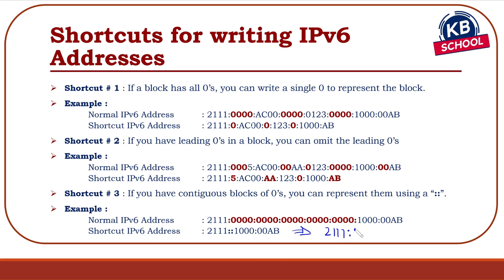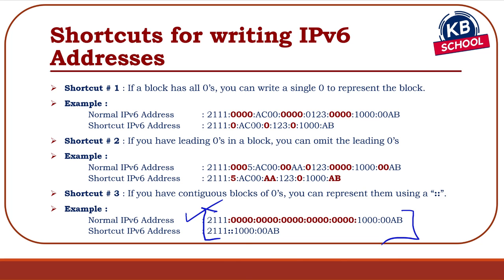2111 colon colon, a set of zeros is coming up. How many? I don't know yet. And I could write this as AB because I could eliminate the leading zeros on this block as well. So I have a block 1, 2, and 3. So I have 3 blocks. So the double colon over here represents 5 missing blocks, and the device would calculate that automatically for you. So this makes it more manageable to write rather than a big address, especially on the host portion. I would do that a lot to write IPv6 addresses.